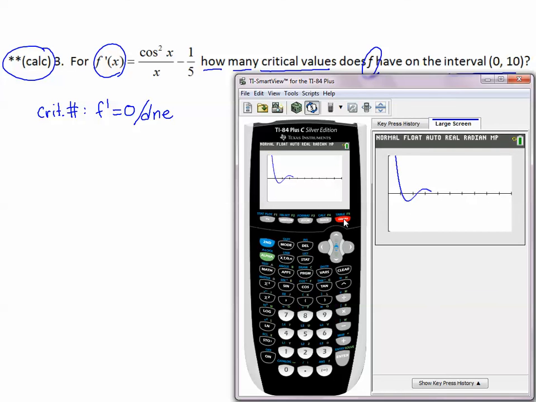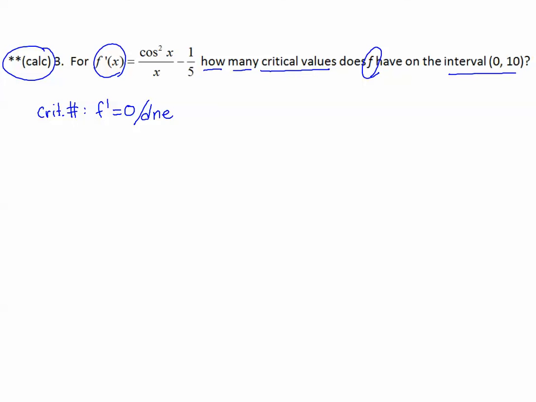So I see this function, which is the derivative, is hitting 0 here, here, here, and then never again. Let's make a quick sketch of that on our paper. So what did I see the graph do? It came down to cross the x-axis once, went back, crossed it a second time, came down, crossed it a third time, and then didn't cross it anymore.